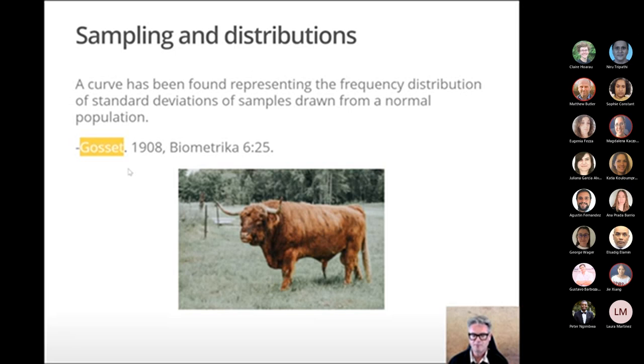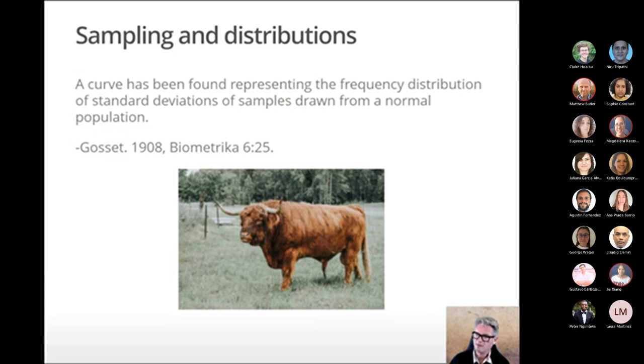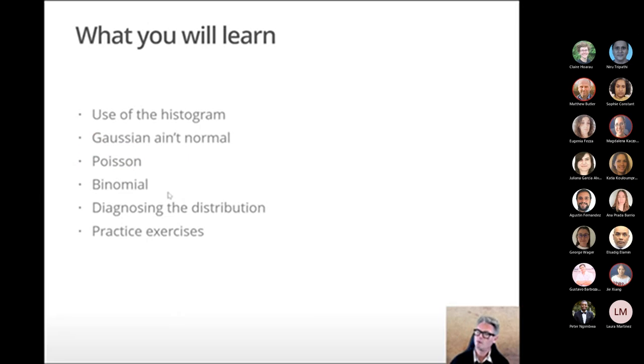He worked with other statisticians who were academic statisticians, and he published it. But he's also credited with sort of describing the frequency distribution. And he did it in Biometrika, a famous statistics journal. And he published some of this stuff with the famous R.A. Fisher. So we'll talk about that in a little bit.